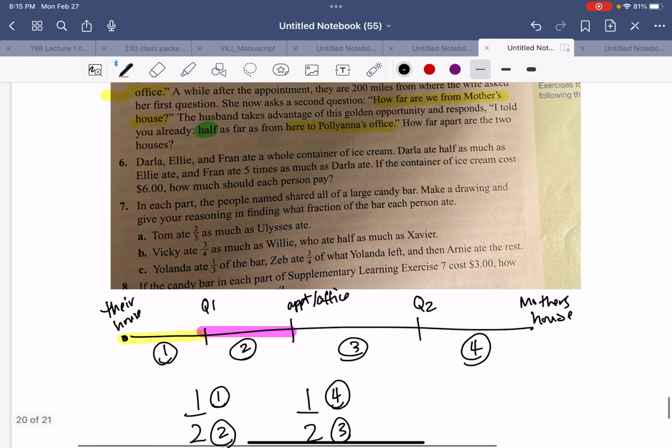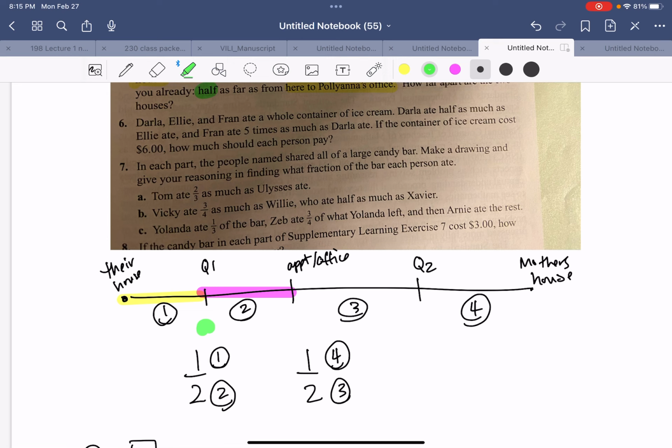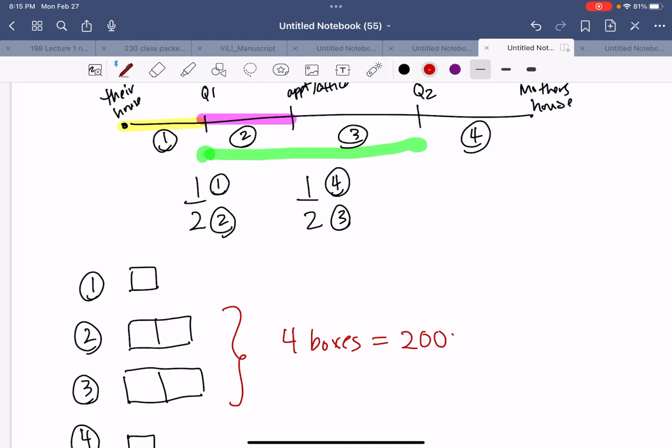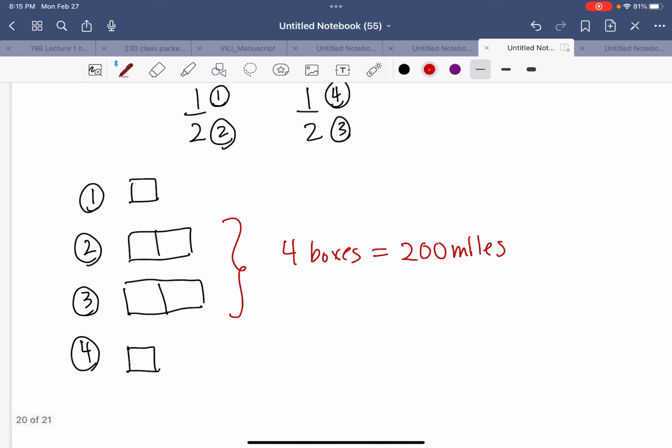And then it says, a while after the appointment, they are 200 miles from where the wife asked her first question. So the 200 miles refers to from question 1 to question 2. So notice that covers both sections 2 and 3. So these two sections, my 4 boxes, is what I want my 200 miles to be. Okay. And from there, I'm going to divide by 4 to get 1 box.